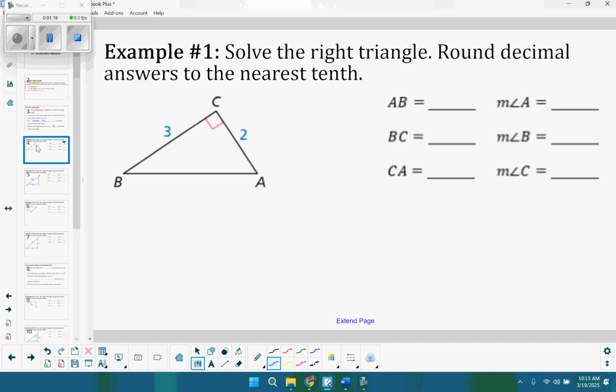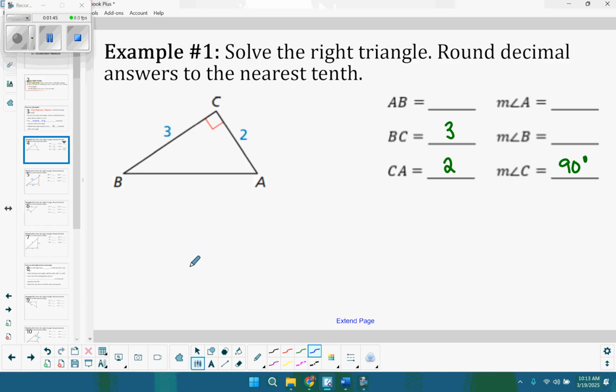So let's look at our first example. We're given two sides here. We're given the 2 and the 3. I'm going to fill in everything over here that I already know. I already know that AC is 2, so AC is down here, that's 2. I know BC was 3, and I knew angle C was the 90-degree angle. So that's half of my problem done already. Now we need to find the other three things.